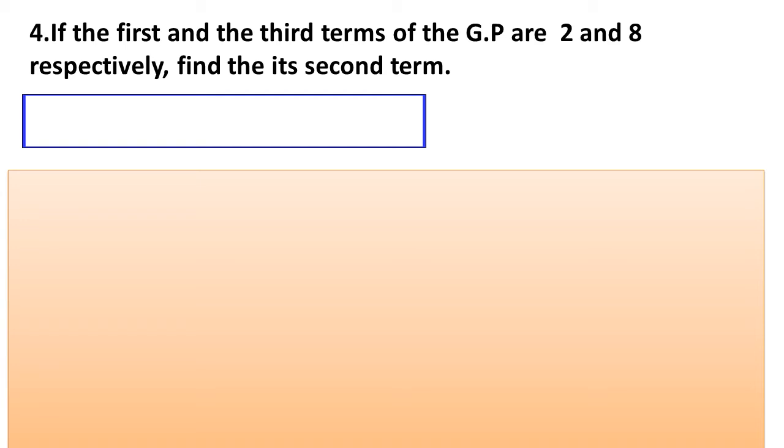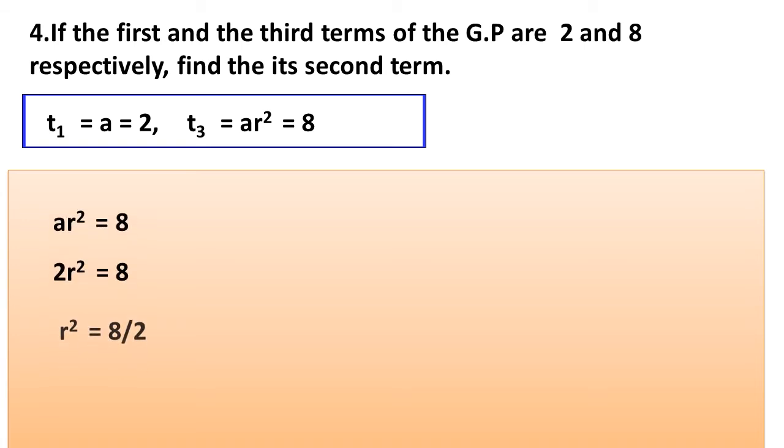Question number 4. If the first and the third terms of the GP are 2 and 8 respectively, find its second term. First term is T1 or A, which is equal to 2. Third term is T3, that is AR square, that is given as 8. Consider the second result. Replace the value of A as 2. Hence the value of R will be equal to plus or minus 2. A is 2, R is plus or minus 2.